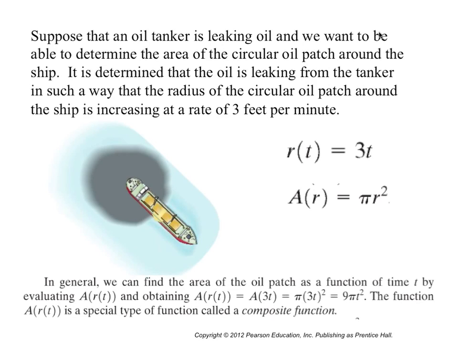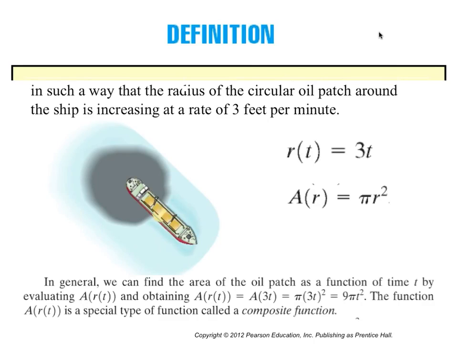So in general, we can find the area of the oil patch as a function of time, t, by evaluating A of r of t, which is the same as A of 3t, because we know it's spreading at a rate of 3 feet per minute. So if we plug 3t into our equation for r, we get 9 pi t squared. So the function A of r of t is a special type of function called a composite function because we're using two functions where one is kind of inside of the other function.